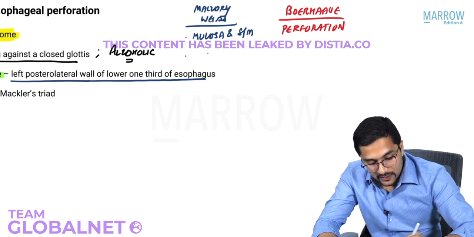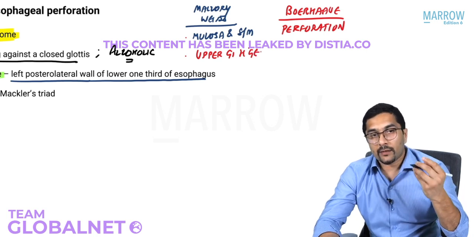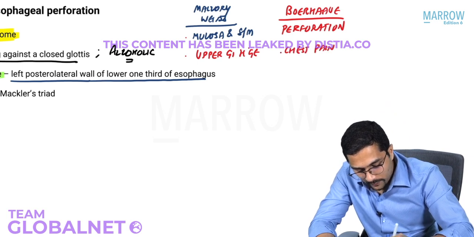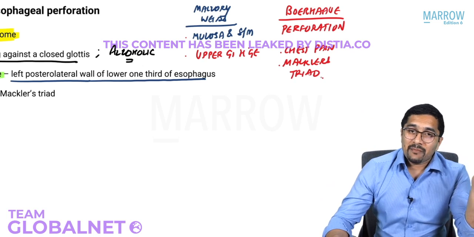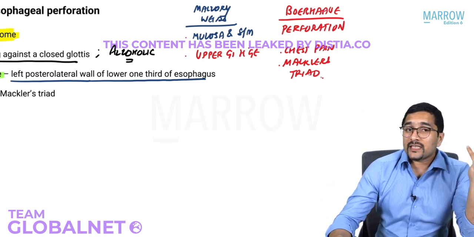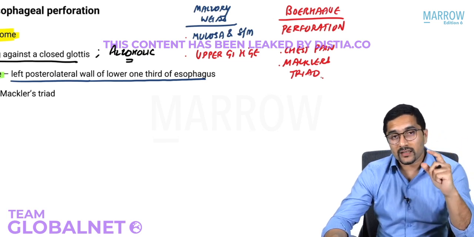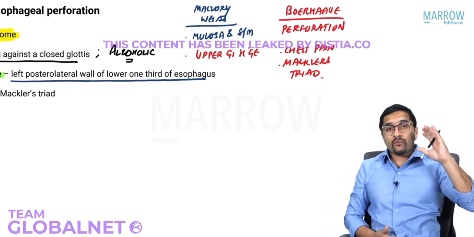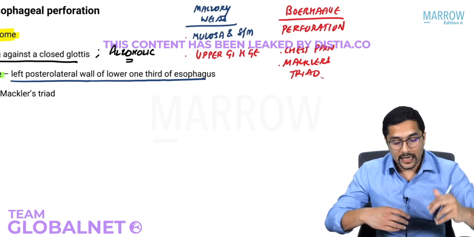And difference number two is Mallory-Weiss tear is going to come with upper GI hemorrhage. Patient will come with hematemesis or upper GI hemorrhage. In Boerhaave syndrome, the patient comes with chest pain or the patient comes with Mackler's triad. I'll tell you what Mackler's triad is. And in Mallory-Weiss tear, majority of the times it is self-limiting. It stops on its own. Whereas in Boerhaave syndrome, patients will definitely require a surgery and there is a high mortality rate. So don't get confused. In the question stem, look for keywords. I don't want any confusion between Mallory-Weiss and Boerhaave syndrome.